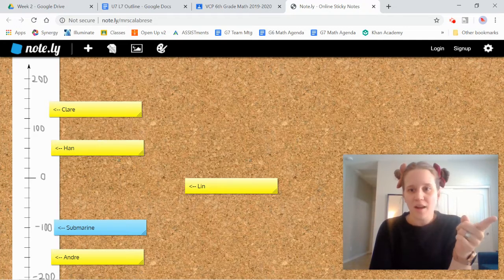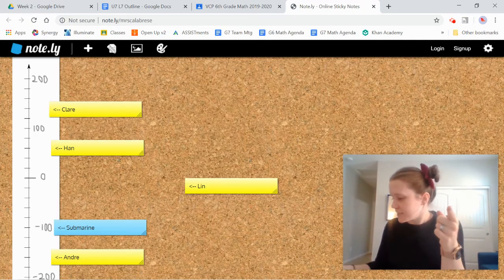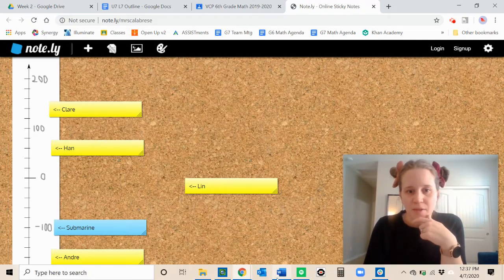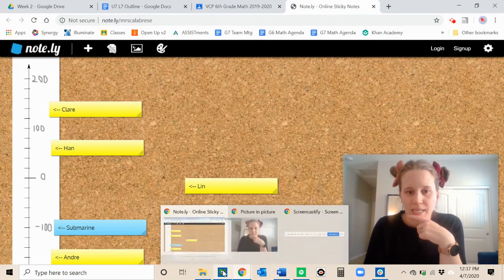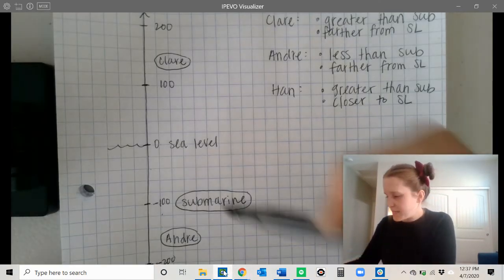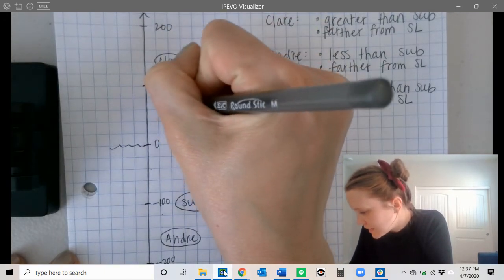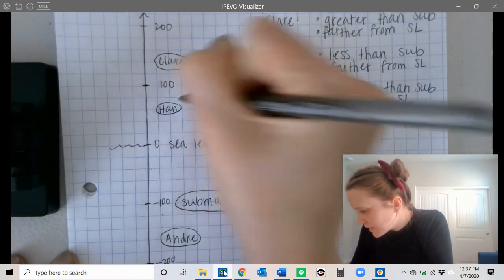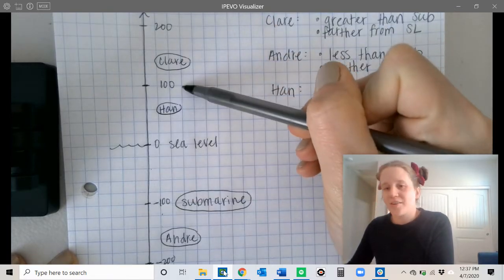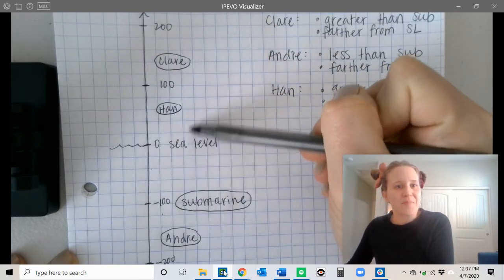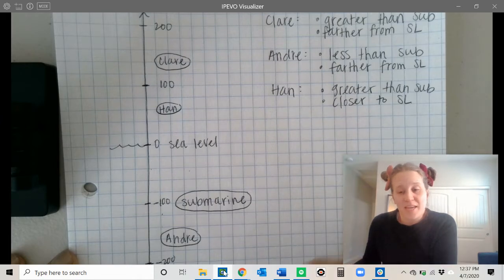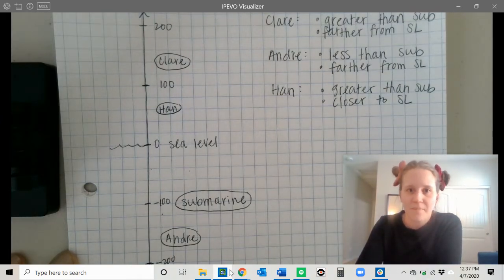Okay, go ahead and put Han somewhere on your number line if you haven't done that already. I am going to put him in the positives because I anticipate that not everybody thought of that. So I'm going to go ahead and put Han here. As long as he's between negative 100 and positive 100 on your number line, that could be a location for Han, so you answered correctly.